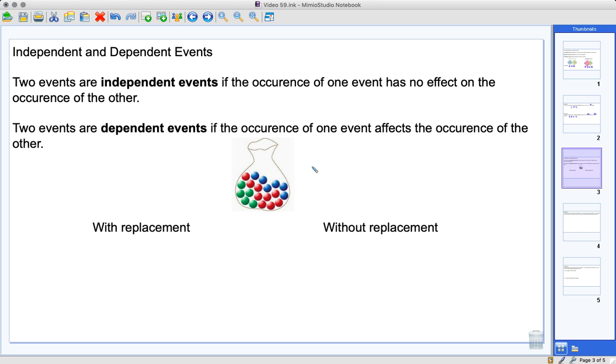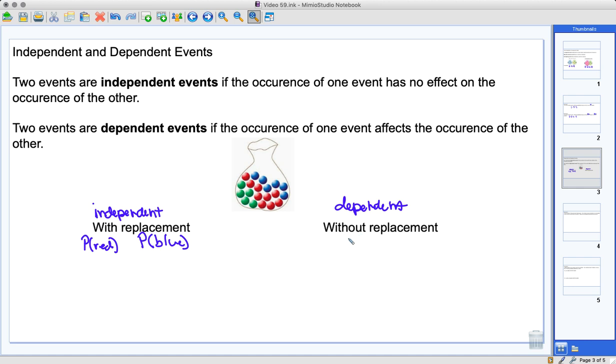The second event is a dependent event where one occurrence affects the occurrence of the other. So that's if I take one of these out and I don't replace it. So this would be independent. This is going to be dependent. Okay. All right. So let's find the probability that I pick a red with replacement, and then find the probability that I pick a blue.